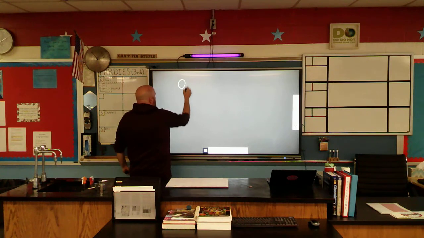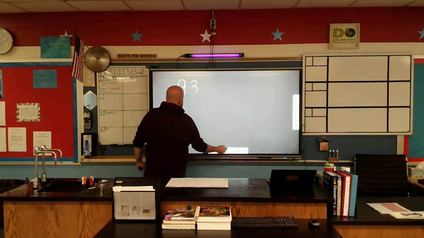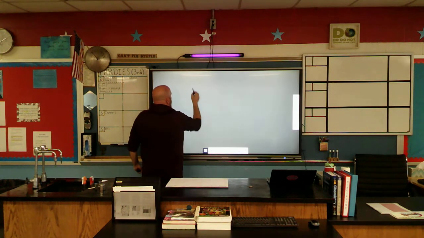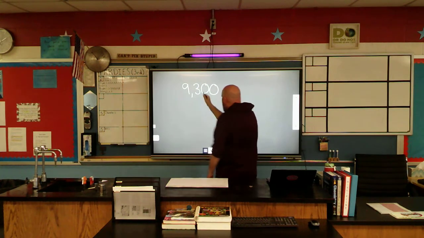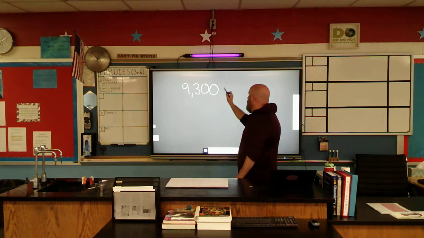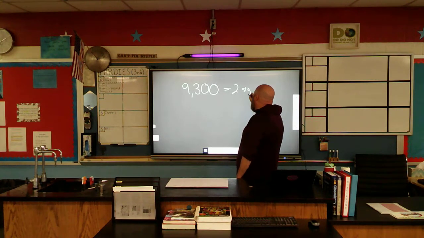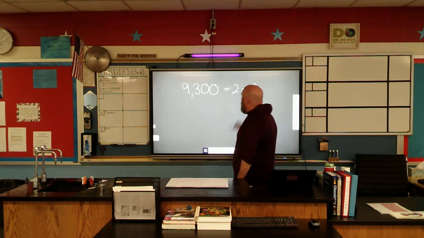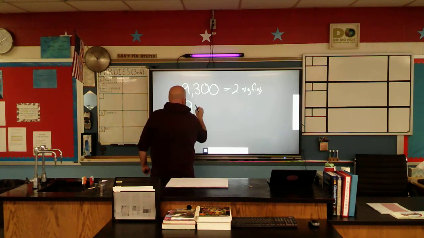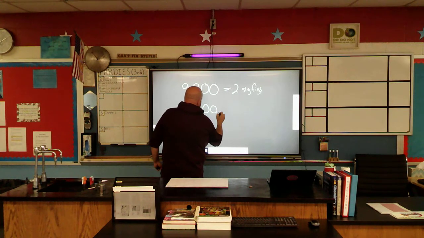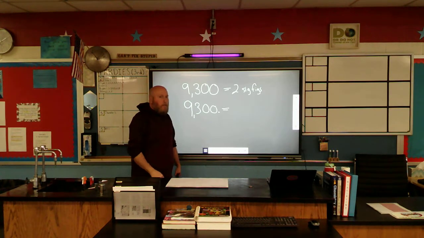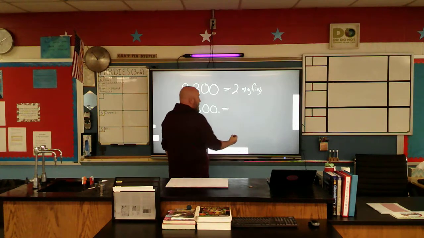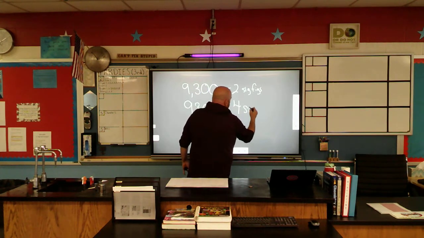If I take 9,300, let's try this. If you look at that number, you've got 2 trailing zeros. There is no decimal point, so that should be 2 sig figs, right? 2 significant figures. Now, if I do 9,300 with a decimal point, that changes things. I know that sounds weird, but it does. That's 4 significant figures.